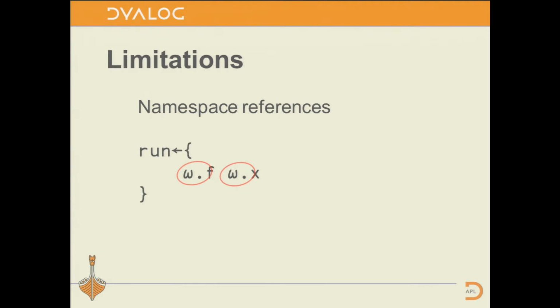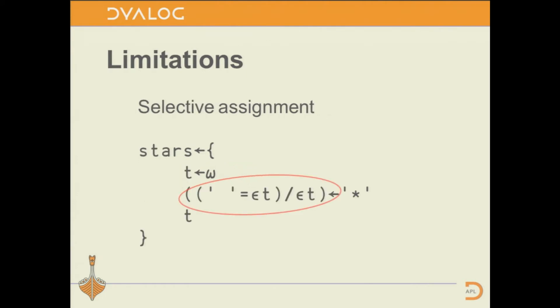It can't analyze that because it has no idea what namespace you're going to give it at runtime. So at some point, we'll have to think about this a bit more. For the moment, it just gives up if it sees a namespace reference dot. And here's an example of something that we simply haven't got around to implementing yet. There's no fundamental barrier to supporting selective assignment in the compiler, but it wasn't top of the list and it seems like a lot of work, so it's not there yet.